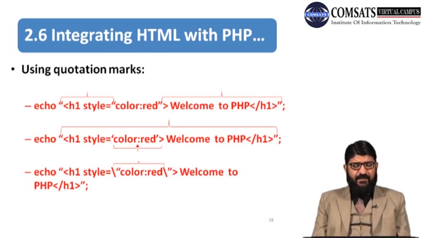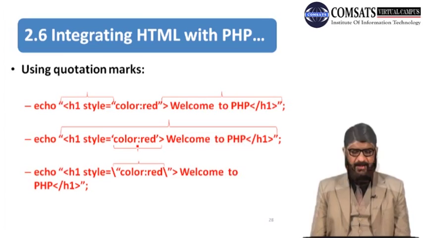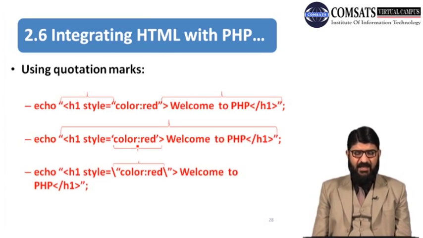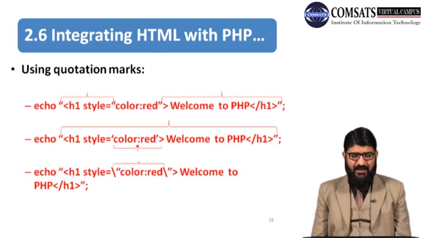Another way of writing it, that is echo, h1 heading tag mentioned, style equals to, now here instead of using double quotes you can use a single quote, and then moving onward the h1 start tag is closed and welcome to PHP, and then the h1 end tag is closed. Here again you can see echo h1 style equals to, with slashes, color colon red is mentioned, and welcome to PHP is displayed with the h1 heading tag closed.